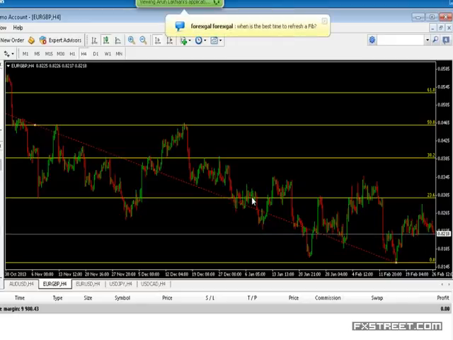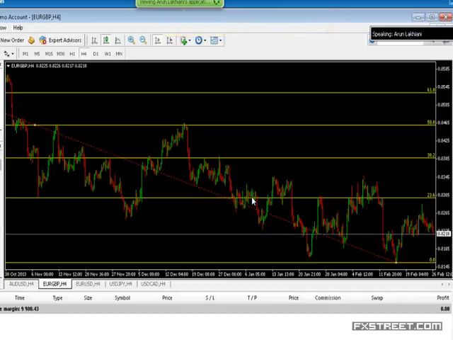All right. There is no particular best time. As long as we're trading within your lows and highs, the fib level stays the same. It doesn't change.